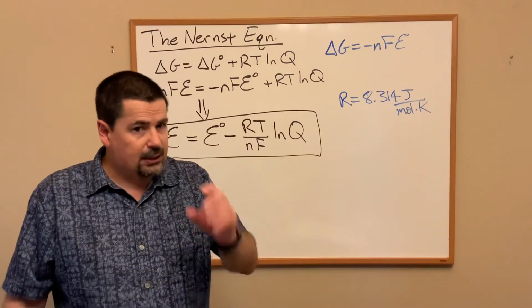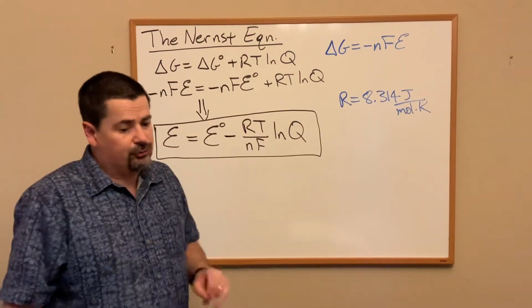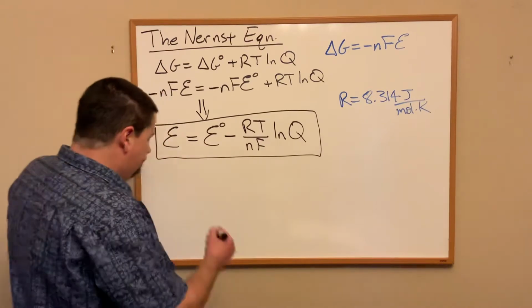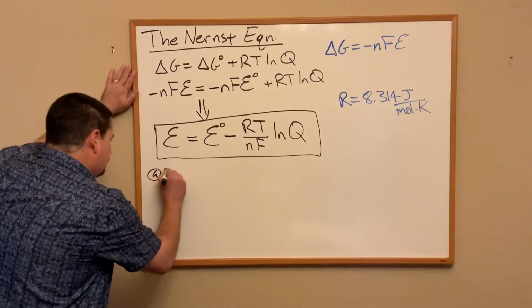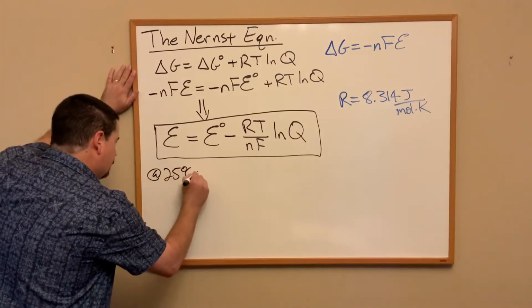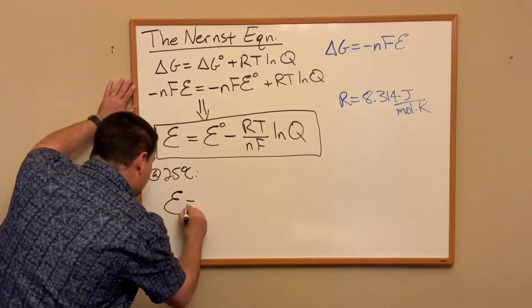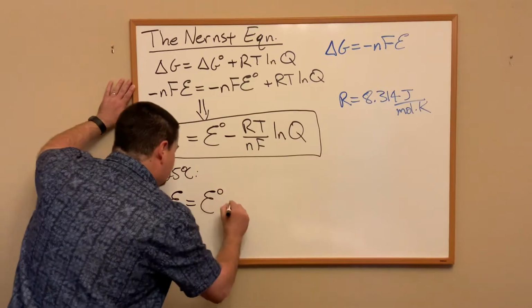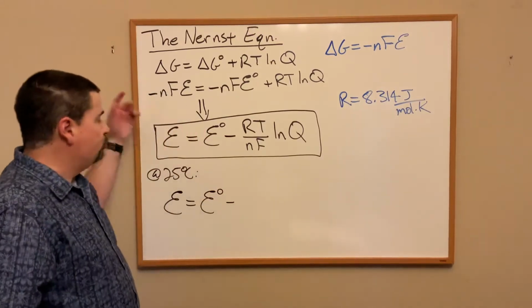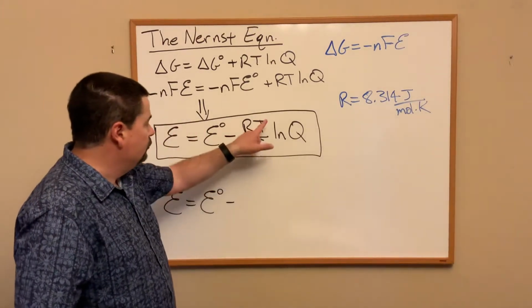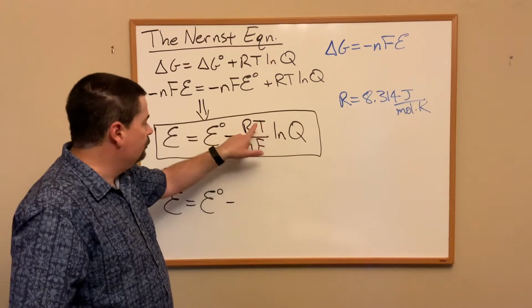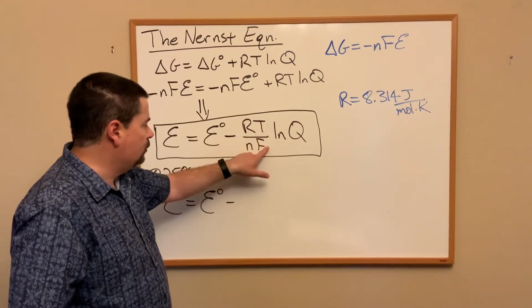Now, normally, under standard conditions, we're at 25 degrees Celsius. So this will simplify to the following. E equals E naught minus, now at 25 degrees Celsius, we know that's 298 Kelvin. R is a constant, F is a constant.